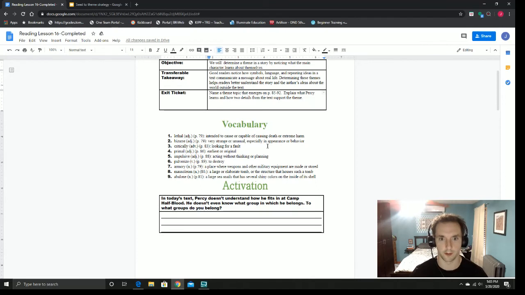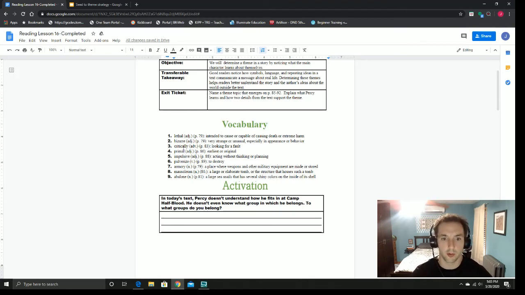Great. First vocabulary, as always. The first word is lethal, which means intended to cause or capable of causing death or extreme harm. A lethal dose of poison is a dose that can kill someone. So lethal just means trying to kill. Second word is bizarre, which means very strange or unusual, especially in appearance or behavior. Someone that does something that you don't expect them to do and it looks a little weird, you might be like, yeah, it's a little bizarre.